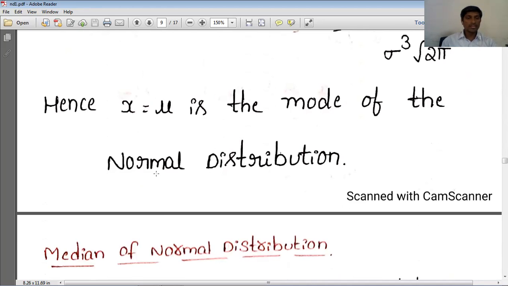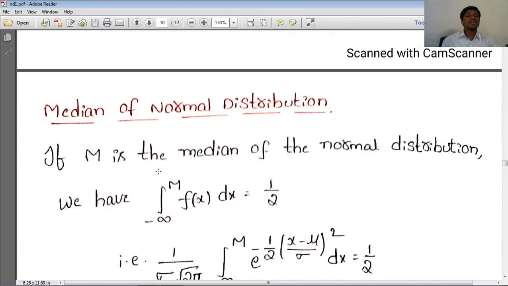If you observe, the mode is x is equal to mu and the mean we also got as mu, and next we are going to calculate the median. So the median of the normal distribution. This we already got in the continuous case. So the median is nothing but the value that divides the entire distribution into two equal parts.